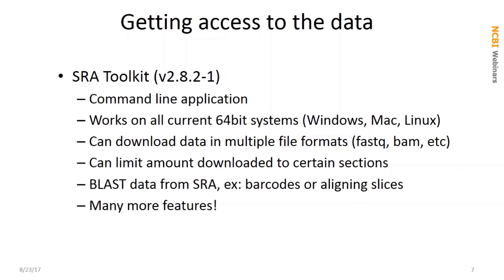You can also limit the amount of data that you download. Maybe you're only interested in chromosome 1, maybe you're only interested in the back half of chromosome 16. You can enter in those sections when downloading the data, and that way you don't have to obtain the entire large data file. Another thing the SRA Toolkit does is blast. So you can blast data from SRA, including barcodes or aligned slices, and that's just the beginning.